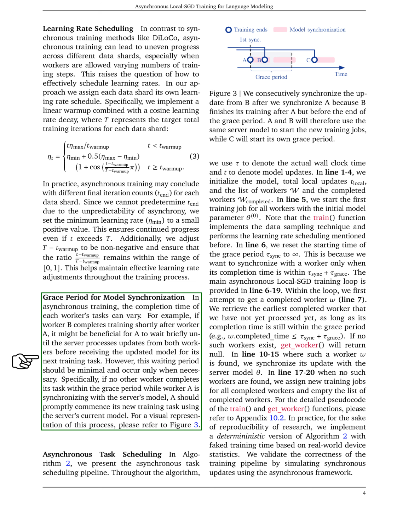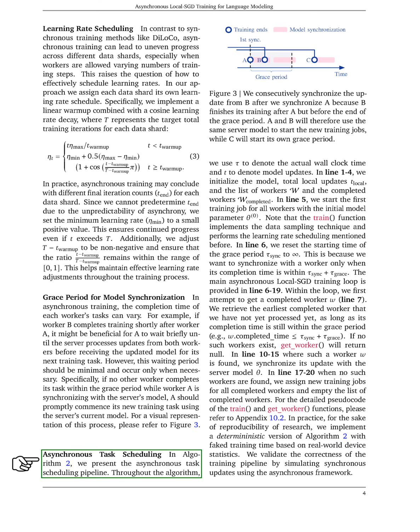Finally, we'll discuss asynchronous task scheduling. We use tau to denote the actual wall clock time and T to denote model updates. We start the first training job for all workers with the initial model parameter. The training function implements the data sampling technique and performs the learning rate scheduling mentioned before. We reset the starting time of the grace period to infinity because we want to synchronize with a worker only when its completion time is within the grace period.